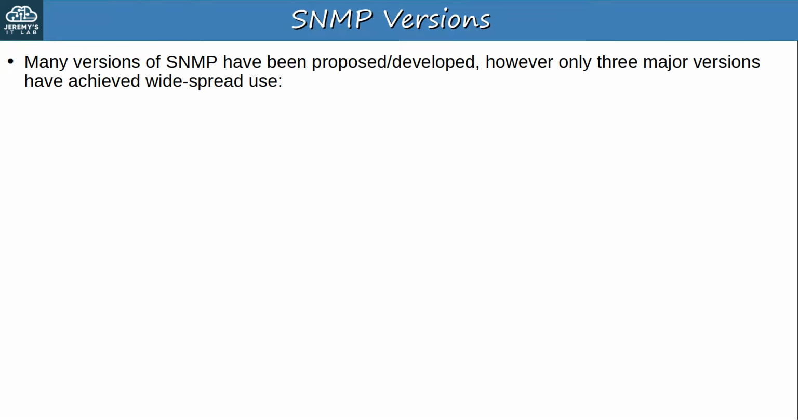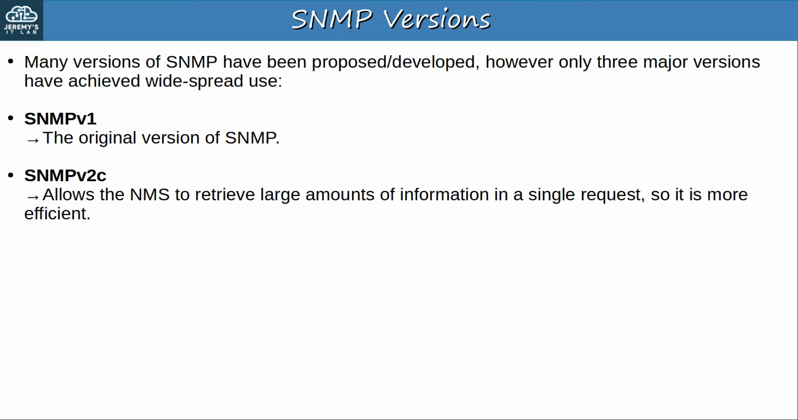Now let me give a brief overview of the major SNMP versions. Many versions of SNMP have been proposed and developed. However, only 3 major versions have achieved widespread use. The first is SNMP v1. This is the original version of SNMP. The next version is SNMP v2c. There are multiple versions of SNMP v2, but v2c is the most widely used.